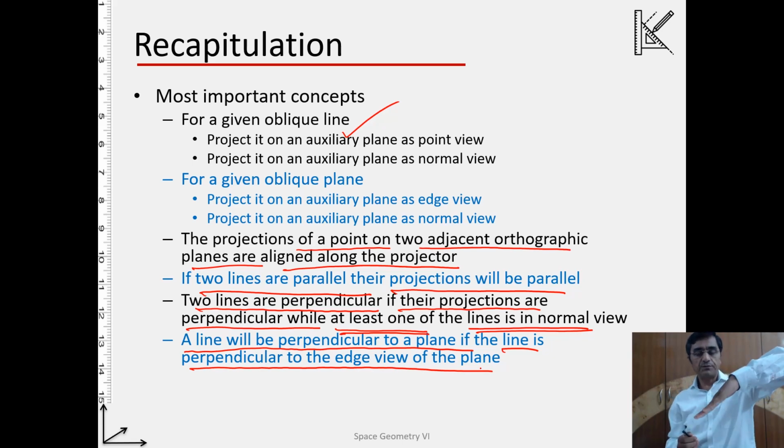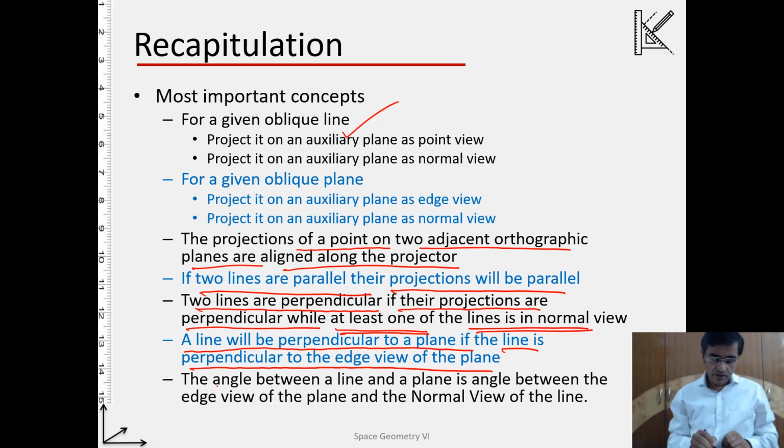If I have a plane here, this is the edge view. So for example, let's say this edge view you are seeing on the frontal plane, because this plane is perpendicular to the frontal plane. So on the frontal plane, we will see the edge view. So this line is perpendicular to the plane. In that case, what will happen? This line will also be parallel to the frontal, and the projection of this line on the frontal will be perpendicular to the edge view of the plane. So that is the condition whenever we want to see whether a line is perpendicular to a plane or not.